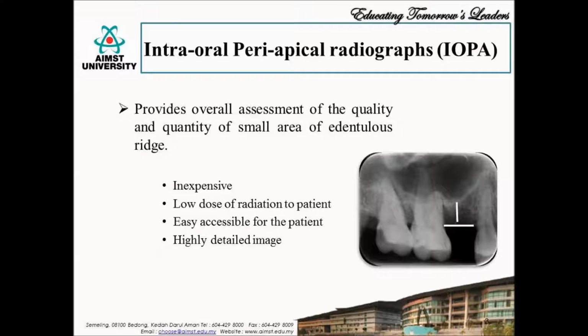These radiographs produce a high-resolution planar image of a limited region of the jaws because of direct exposure to the image receptor, which provides overall assessment of the quality and quantity of a small area of the edentulous ridge. Dentists are more familiar with the depicted anatomy and possible pathologies with this projection. Advantages include an inexpensive technique, low dose of radiation to the patient, easy accessibility for the patient, and highly detailed images.